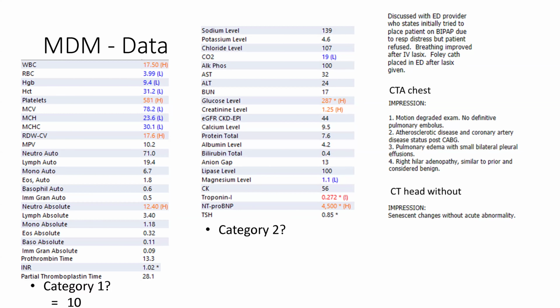Now, category 2 is independent interpretation of a test. I don't have my piece on here, but I clearly documented that I reviewed the CTA. And then my little short note, and it doesn't have to be much. It just has to be a couple of things you really looked at and focused on. You're not responsible for being a radiologist. You're just responsible for looking at the scan and making some interpretation on the clinical correlation piece of it.